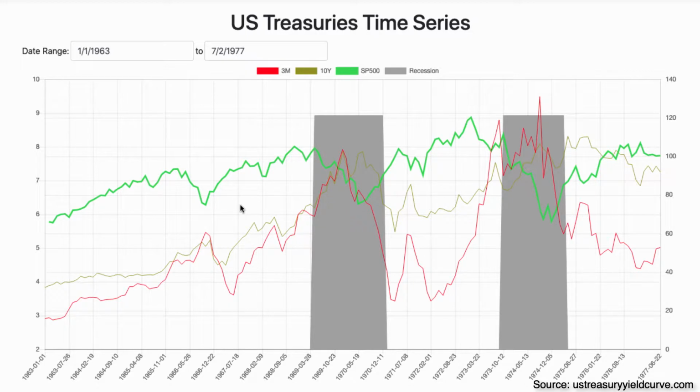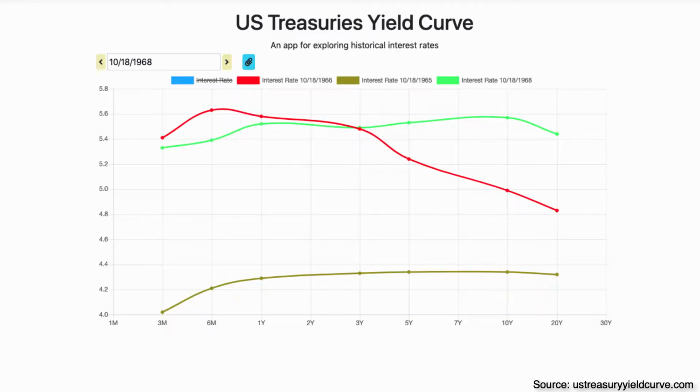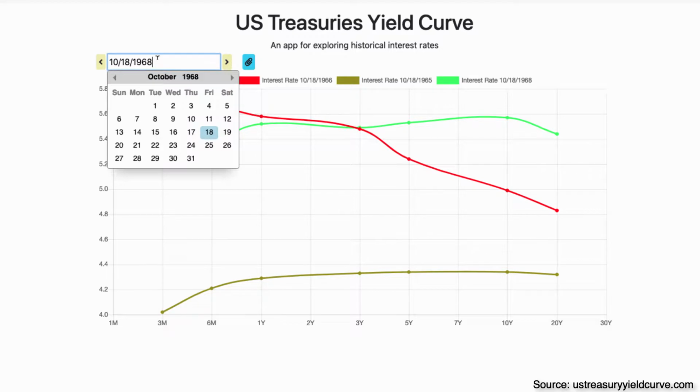Let's take a closer look at this chart in context, according to what the yield curve looked like at different time periods. On this chart, the gold line represents the interest rate curve in 1965, and then in 1966 we had a slight inversion, and in 1968 it was pretty flat. Let's see what it looked like in the middle of 1970.